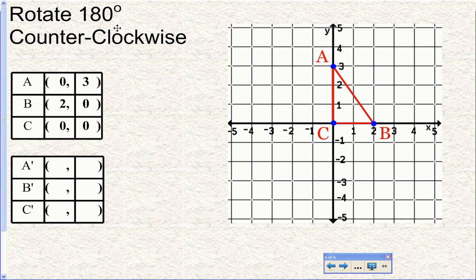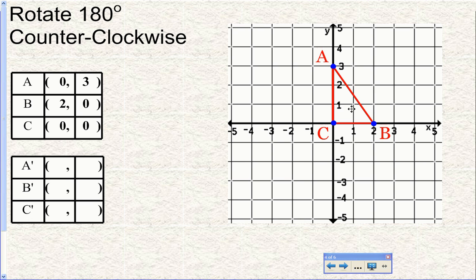I want to rotate this 180 degrees counterclockwise, and I want to write the coordinates here. So we're going to take this object, rotate it counterclockwise 180 degrees, and then we're going to draw the new object and write the new coordinates here.